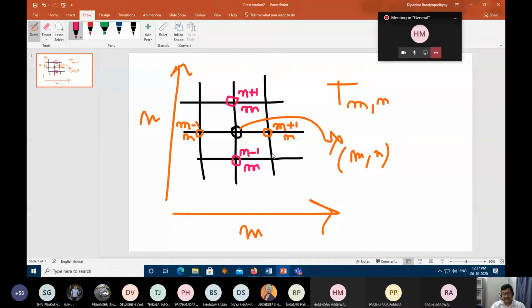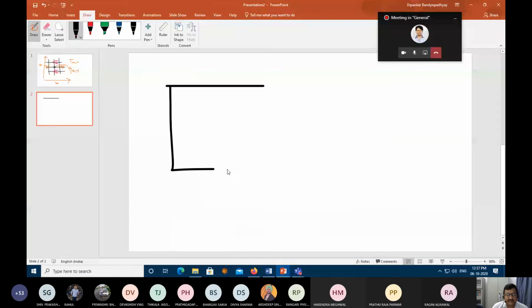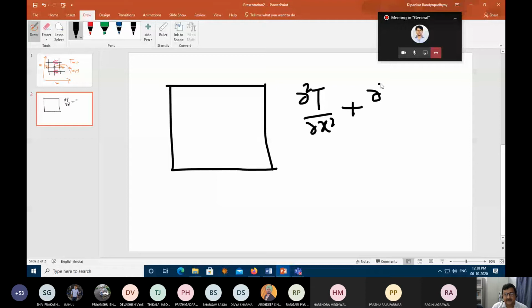So what is the issue here? Let me put another slide here, because I may need this later on. The issue is that I have to calculate different types of problems. Say I have a geometry like this, and I need to solve an equation here, which is del square T by del x square plus del square T by del y square equal to 0. I have to solve this equation in this space.